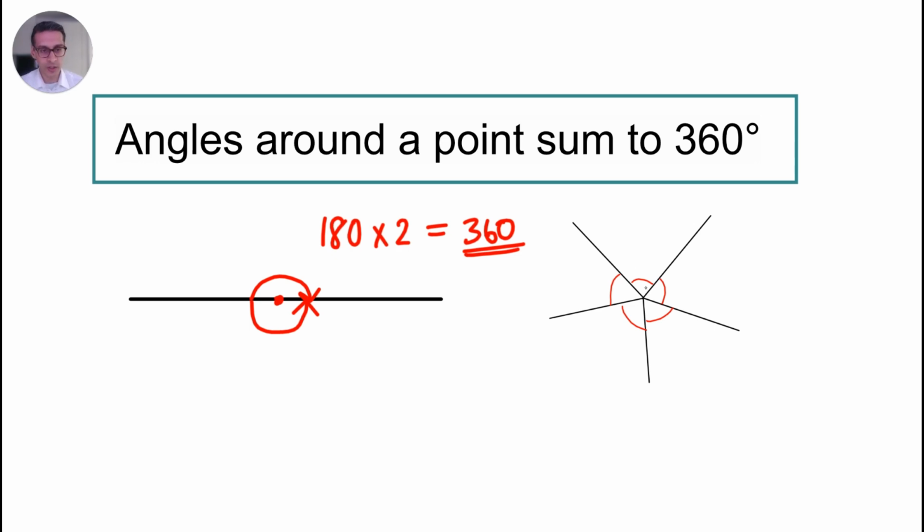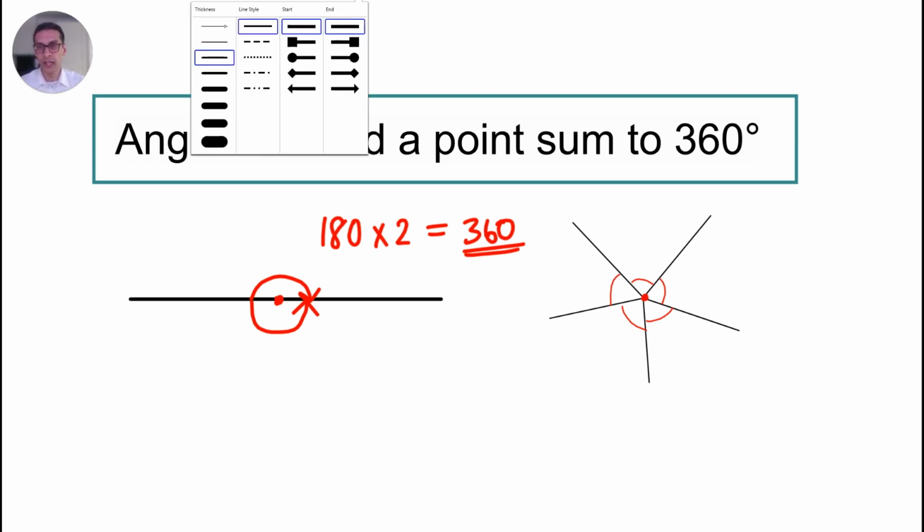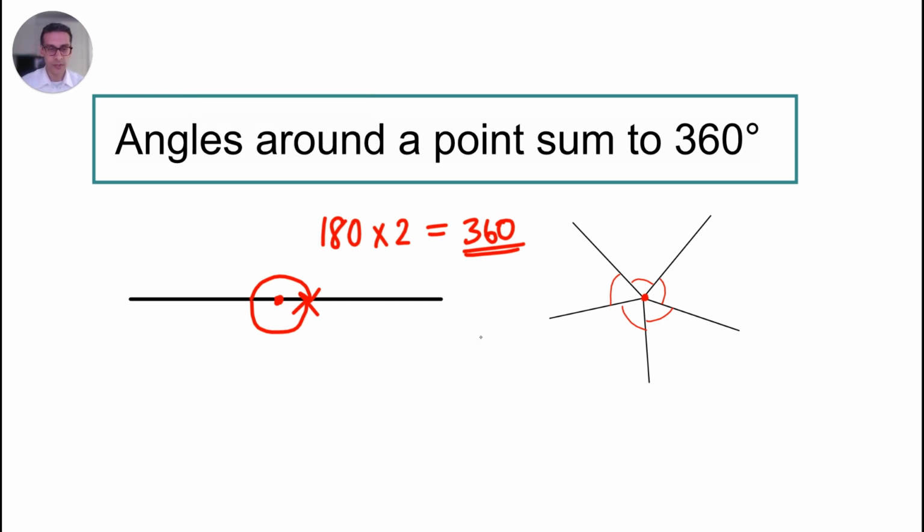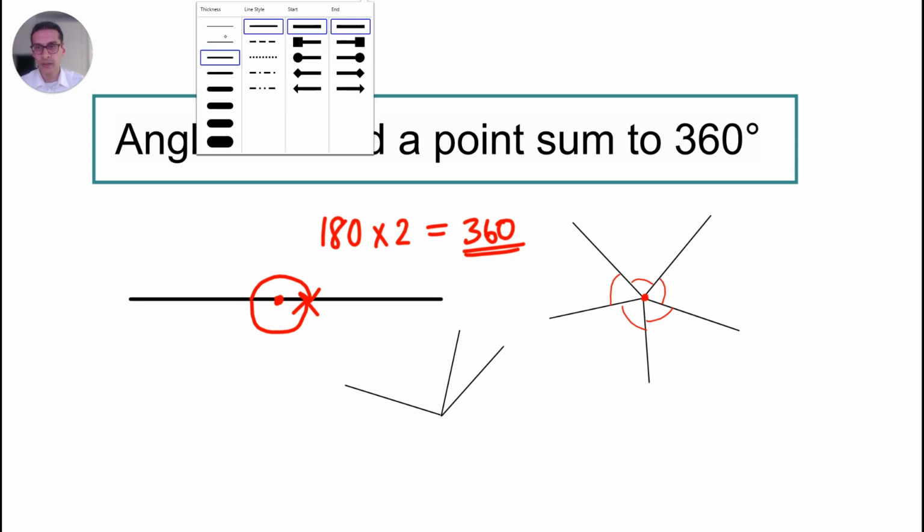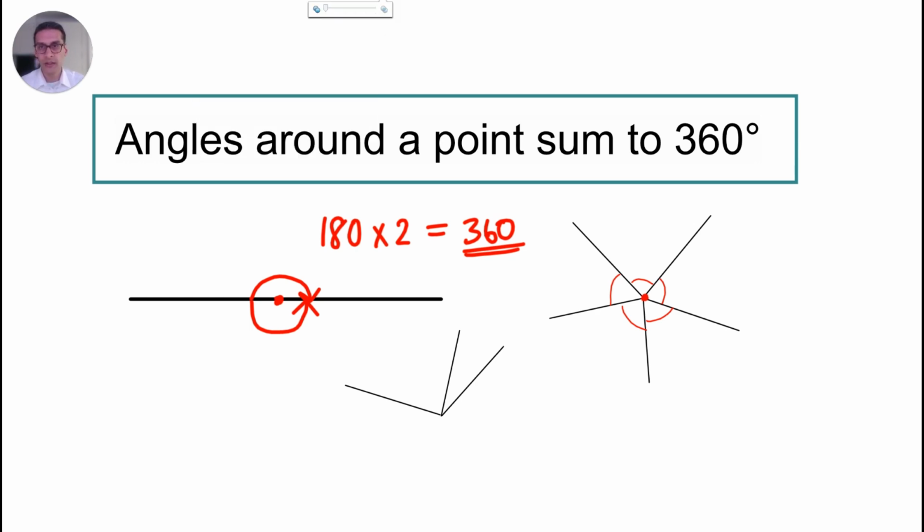Now here's another example of a point where you've got a number of lines coming out from it. And you've got 5 lines. You may have more or less lines. Either way, it's going to give you the same answer. So if I pick another random point here and I split this up into 3 parts, you can see the angles here will have to sum to 360. So these blue angles 1, 2 and 3, those 3 angles have to add up to 360 degrees.